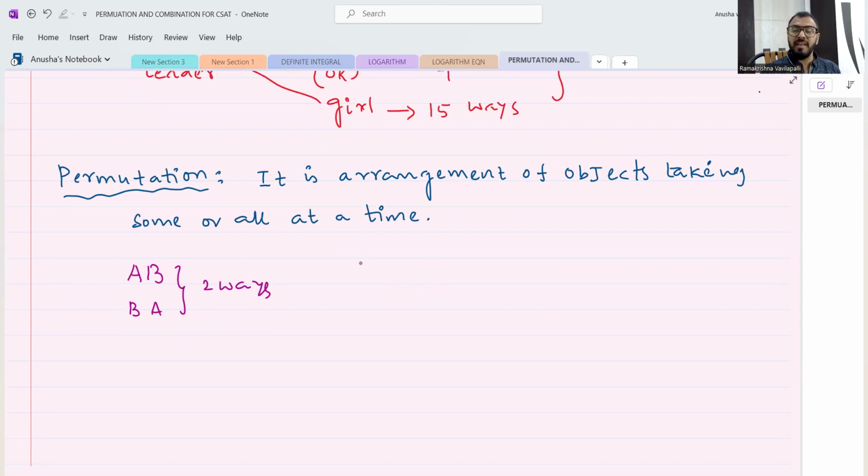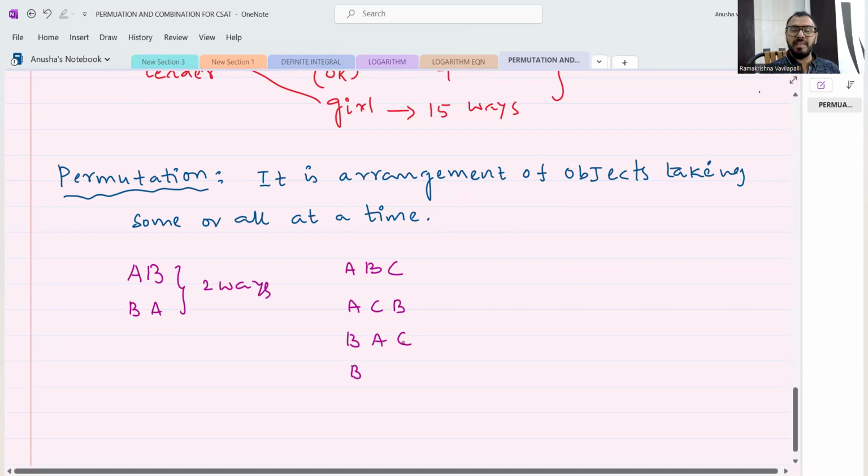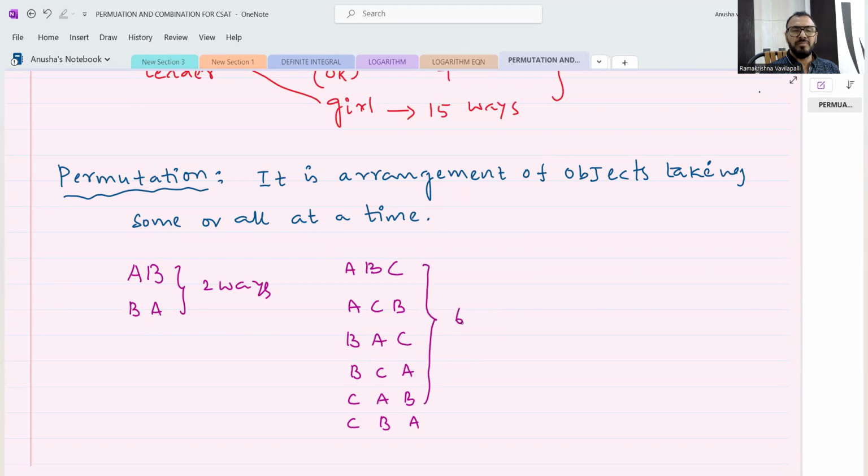Well, suppose I have given three objects, A, B, C. Keep A as it is, interchange B and C. And now start with B: B, A, C. Keep B as it is, interchange A and C: B, C, A. Start with C: C, A, B. C, B, A. So there are 6 ways to arrange 3 objects.